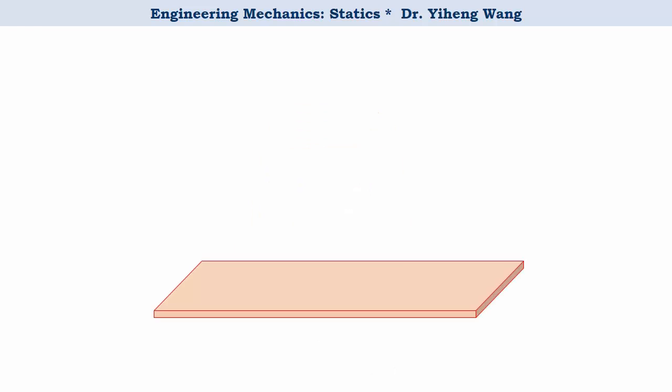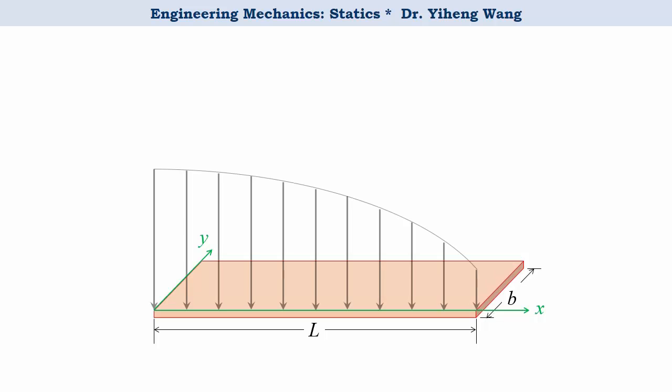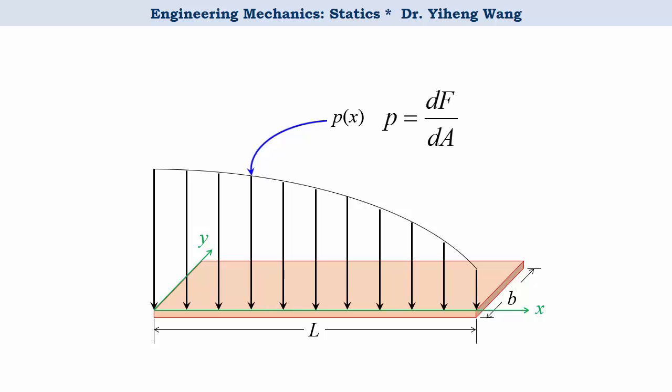Let's look at this piece of board resting on the ground. It has a length of L and width of B, and its surface is defined as the XY plane. There's a distributed load acting on this board. Along the x direction, the pressure is a function of position, represented as P as a function of x. We know from physics that pressure is force over area, and it has a unit of Newton per meter squared, or Pascal in the SI unit system, and pound per inch squared, or PSI in US customary unit system.